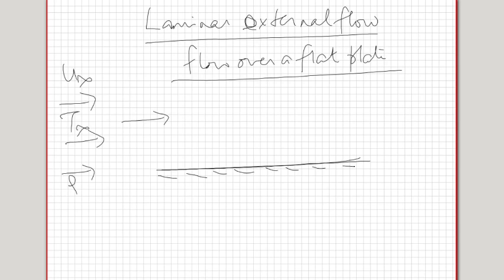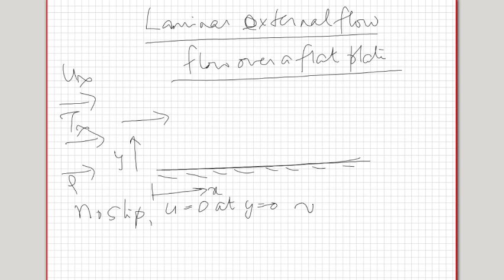That is, because of no slip, the value of u will be 0 at y equal to 0, if I write this as the y coordinate and this is the x coordinate from the leading edge. At y equal to 0, u will be equal to 0.